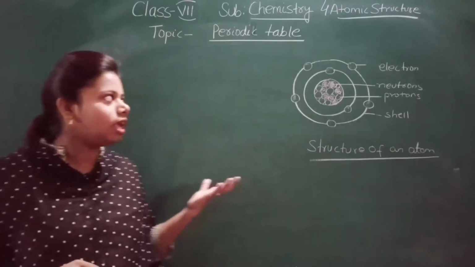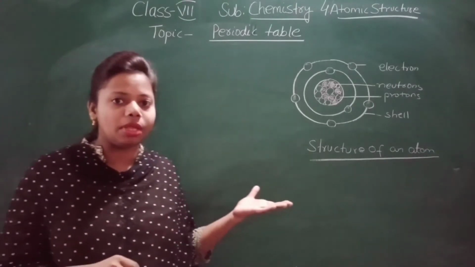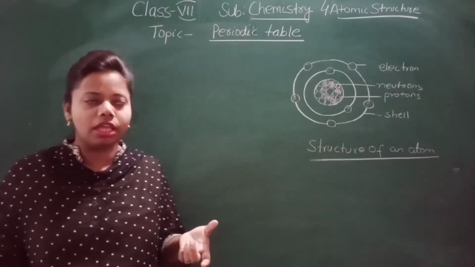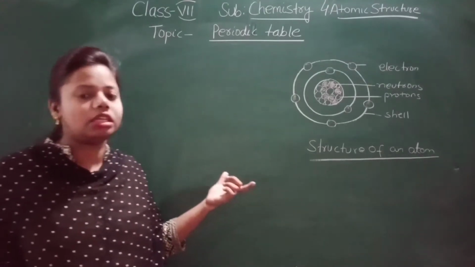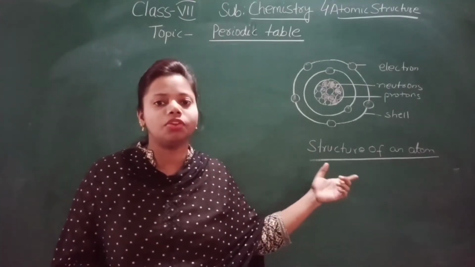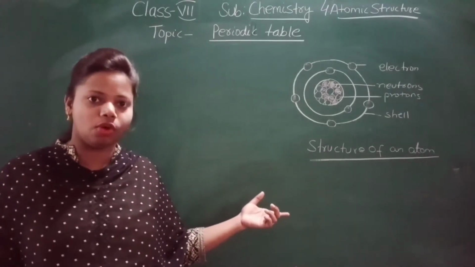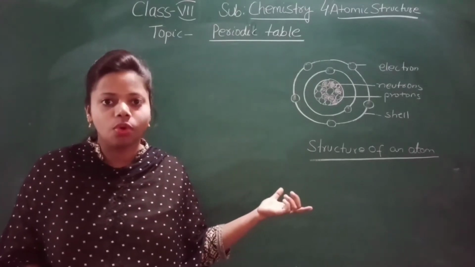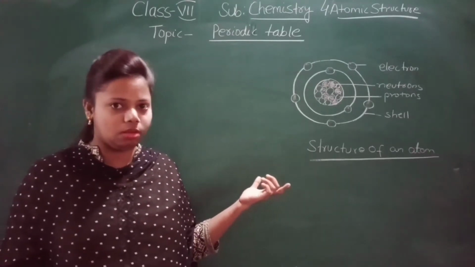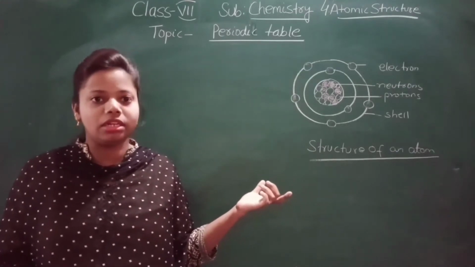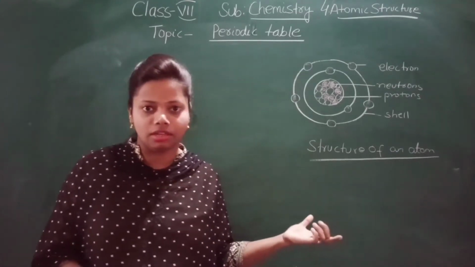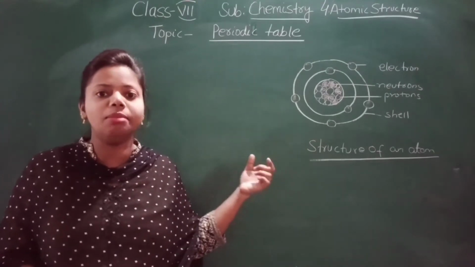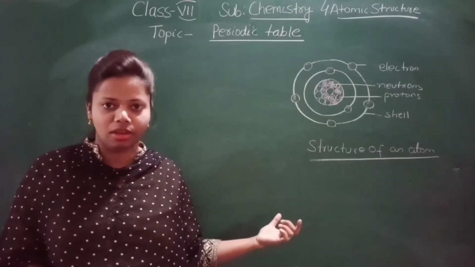Today I am going to teach you the new topic of this chapter, that is the periodic table, and we are at the end of this chapter. Before starting the periodic table, let us first learn about the structure of an atom, which is given in your book, because there are some terms you need to know. The definitions and meanings should be clear, then only you can understand the periodic table and how the elements are arranged in it.